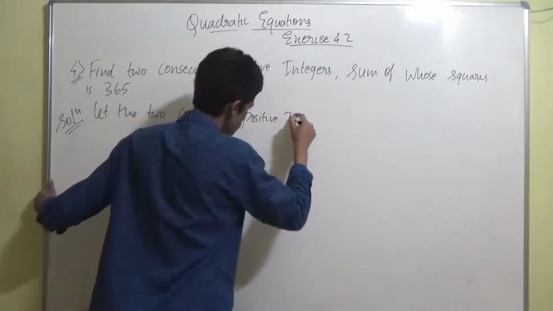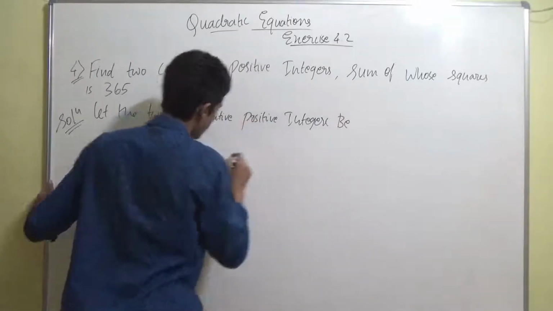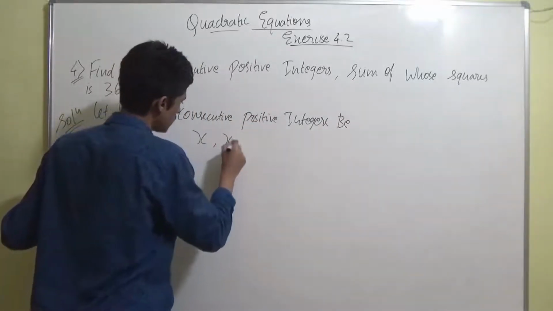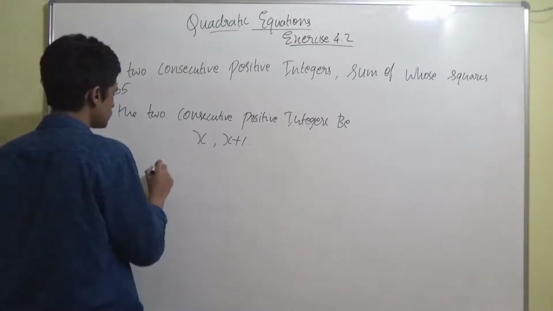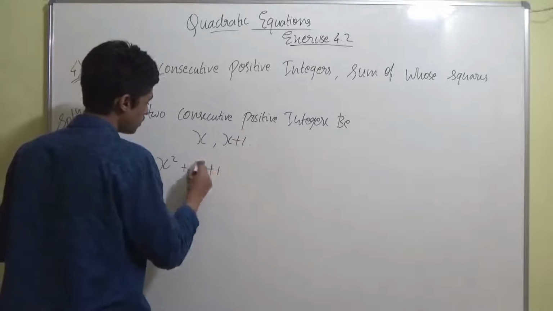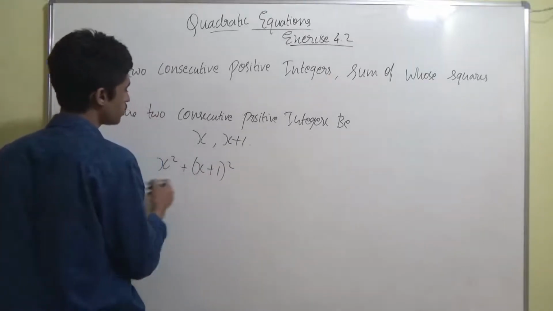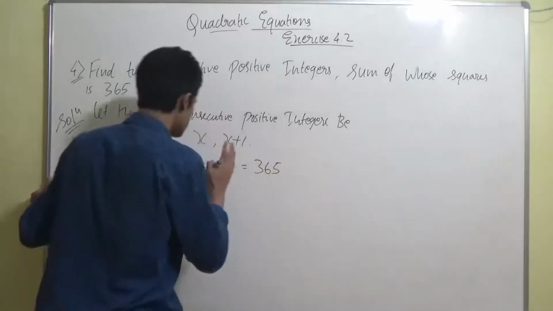x and x plus 1, right? Now they're telling the sum of whose squares. Okay, first you are going to square them and then you are going to add them. Sum of whose squares is equal to 365. From this condition itself you are going to get the equation.